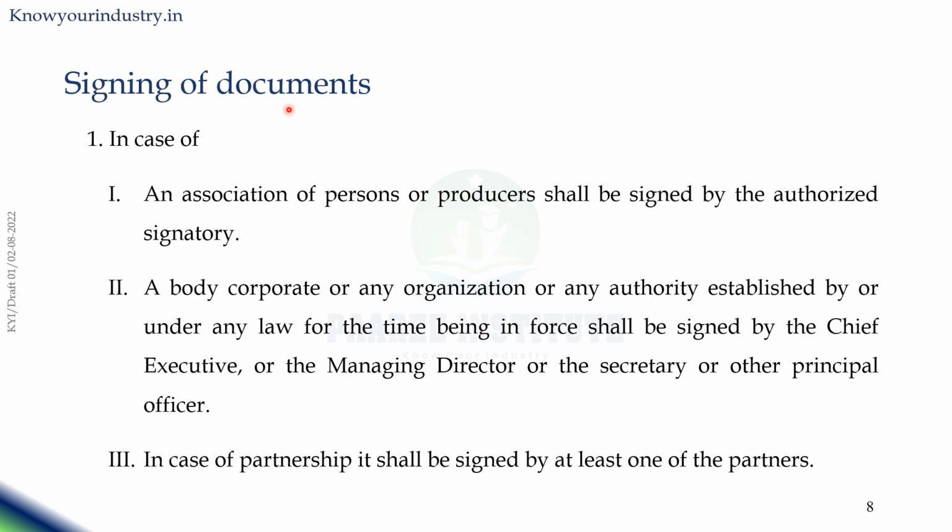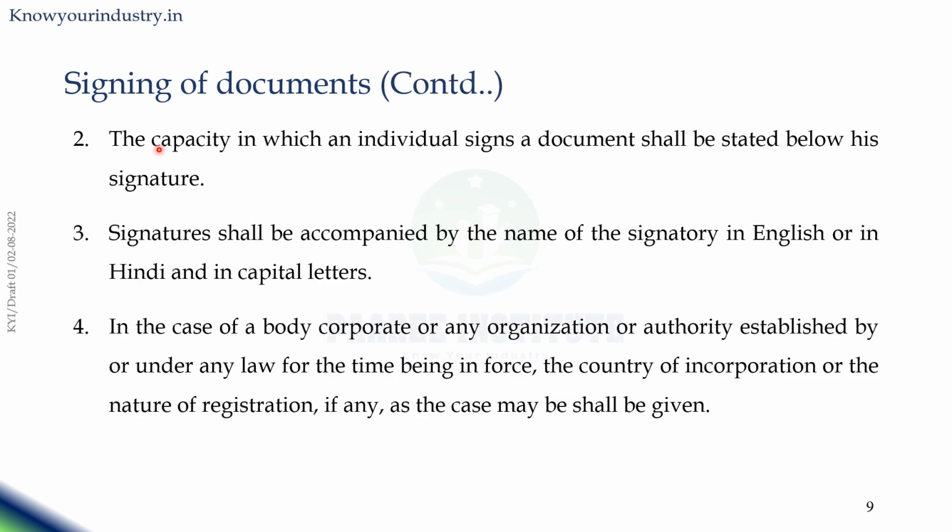Signing of documents. Who needs to sign the application? In case of an association of persons or producers, it shall be signed by the authorized signatory. A body corporate or any organization or any authority established by or under any law for the time being in force shall be signed by the chief executive or the managing director or the secretary or other principal officer. In case of partnership, it shall be signed by at least one of the partners. The capacity in which an individual signs a document shall be stated below his signature.